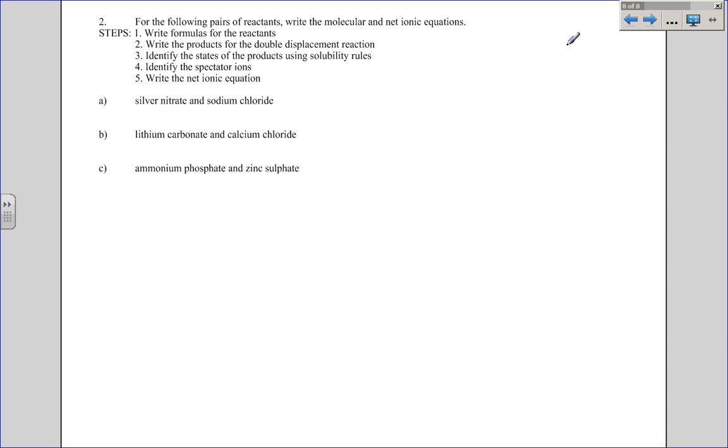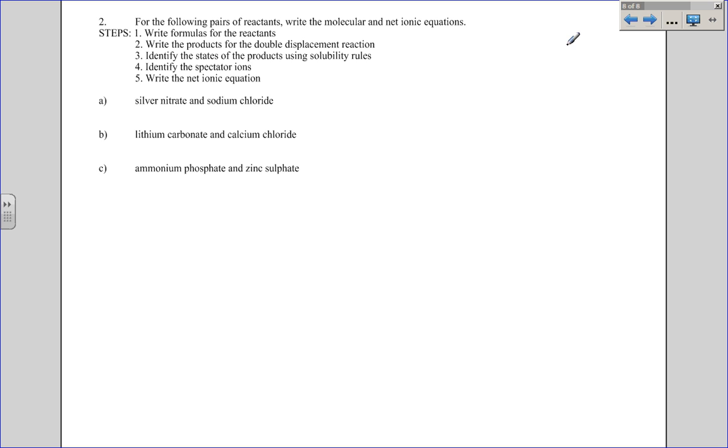The next examples that you have to practice are in question number 2. And the steps to going from the formulas, the names of the reactants, to the net ionic equation are given. So the very first thing that you need to do is to write the formulas for the reactants. And you need to properly identify the charges on the ions and properly make the formula.